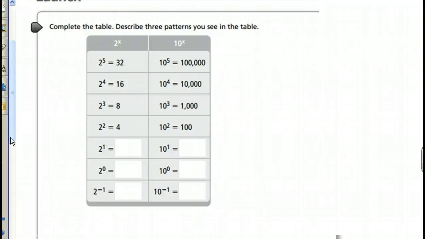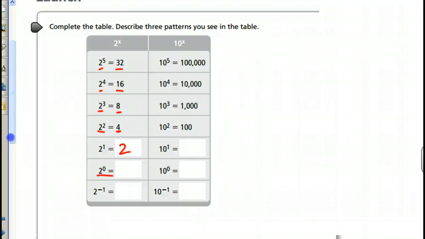So we see 2 to the 5th is 32. 2 to the 4th is 16. So we know 16 is half of 32. Half of 16 is 8. Half of 8 is 4. Notice how our exponents are going down by 1 each. Well, 2 to the 1st is going to give us 2.